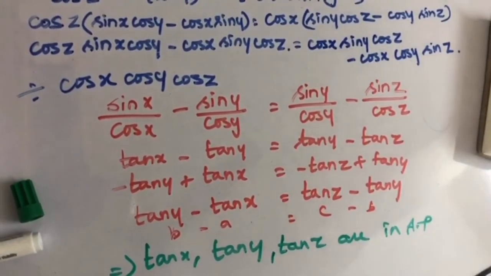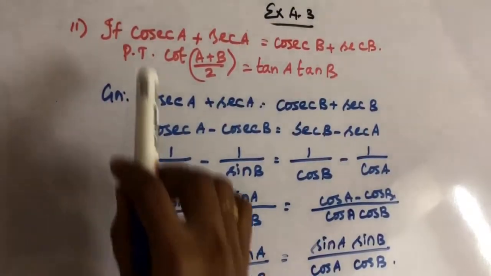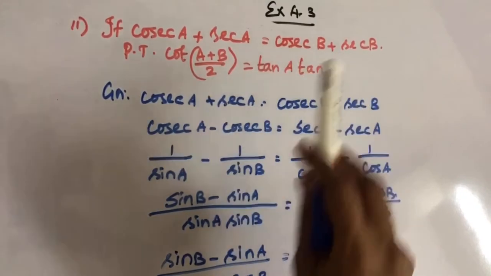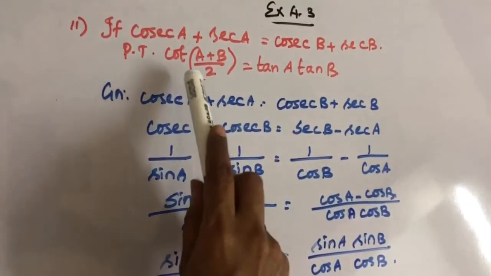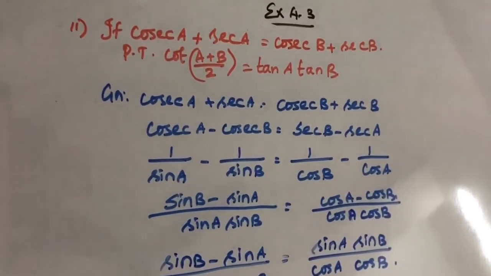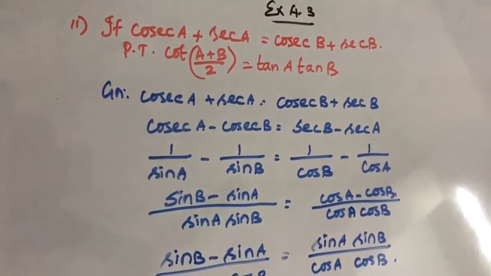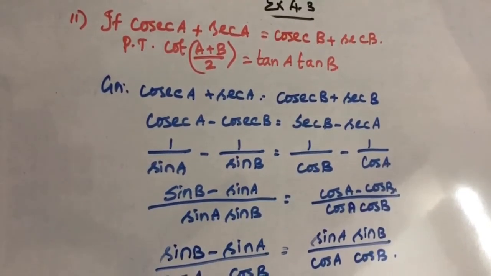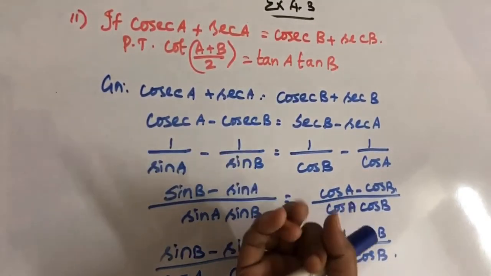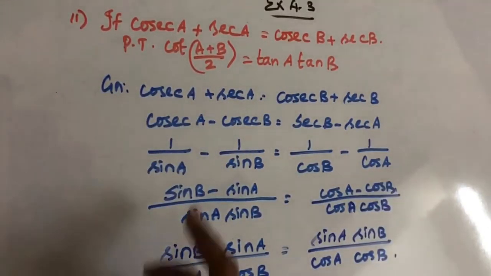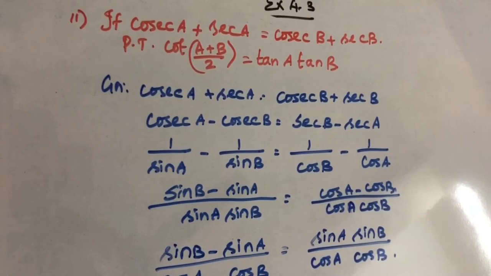Simple, isn't it? 11th problem. If cosecant A plus secant A is equal to cosecant B plus secant B, prove that cot (A plus B) by 2 equal to tan A tan B. It's given that cosecant A plus secant A equal to cosecant B plus secant B. We can interchange the terms, bringing cosecant on one side and secant on the other side. It will be easy for you to take LCM, isn't it?